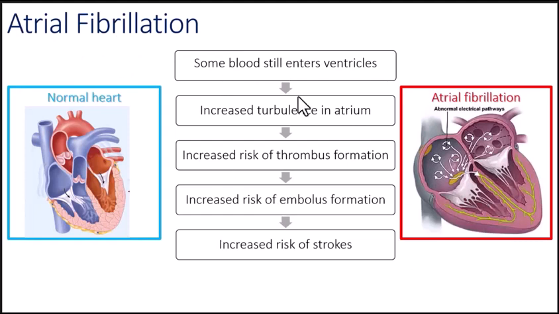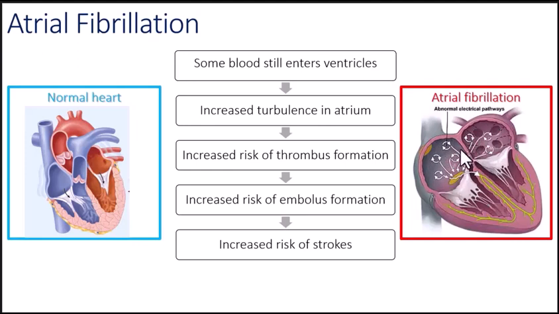Somebody that has atrial fibrillation, so we're talking about these atria that are not contracting properly. The muscle fibers are not contracting like they should. It's irregular. But some blood will still enter the ventricles, even though the atria are experiencing that abnormal electrical pathway. But because they're not contracting properly, blood will move turbulently throughout the atria.